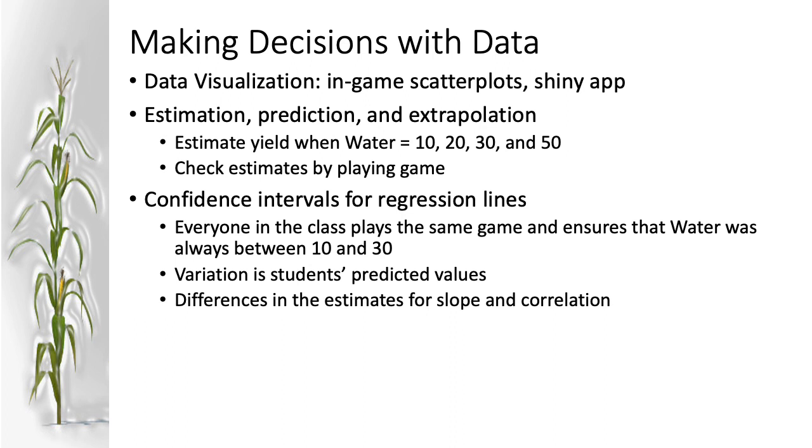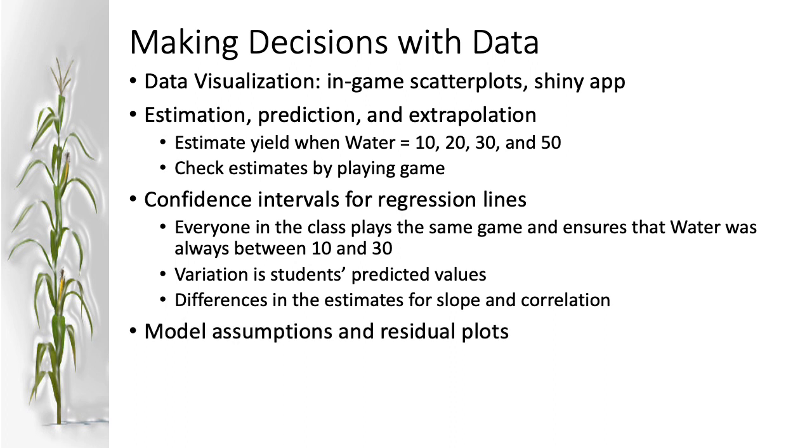Another concept that students often have trouble with is confidence intervals for regression lines. With our game, students will end up with different estimates for their models because they collected data individually and therefore have different data sets. They can learn about confidence intervals by asking: if everyone ensured that water was always between 10 and 20 when playing the game, why is there variation in students' predicted values of yield, and why are there differences in the estimates for slope and correlation?